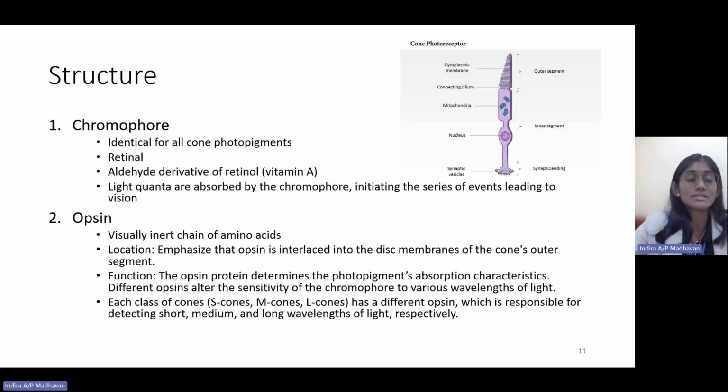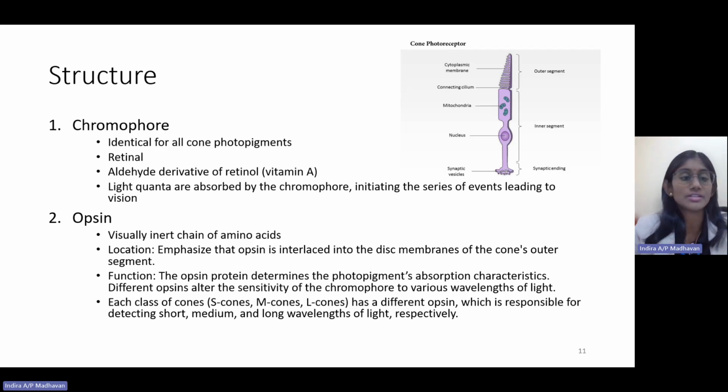Opsin is another structure. It is a visually inert chain of amino acids. Opsin is interlaced into the disc membrane of the cone's outer segment. It can be found here, the opsins.